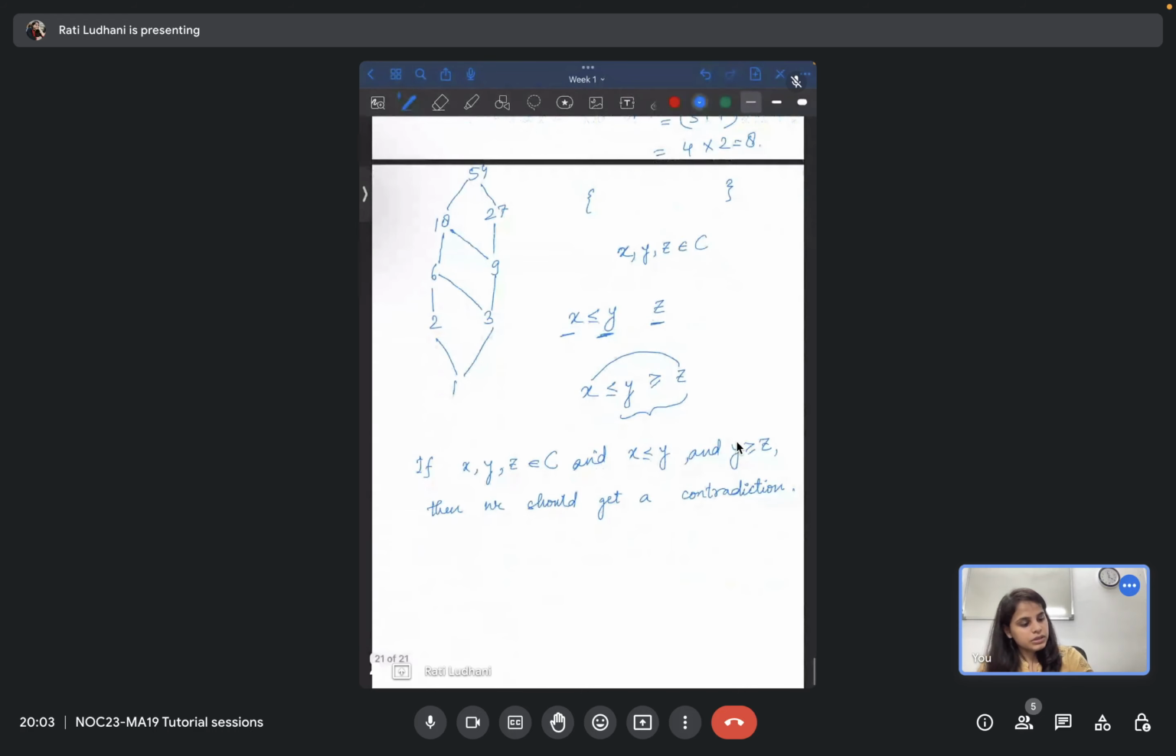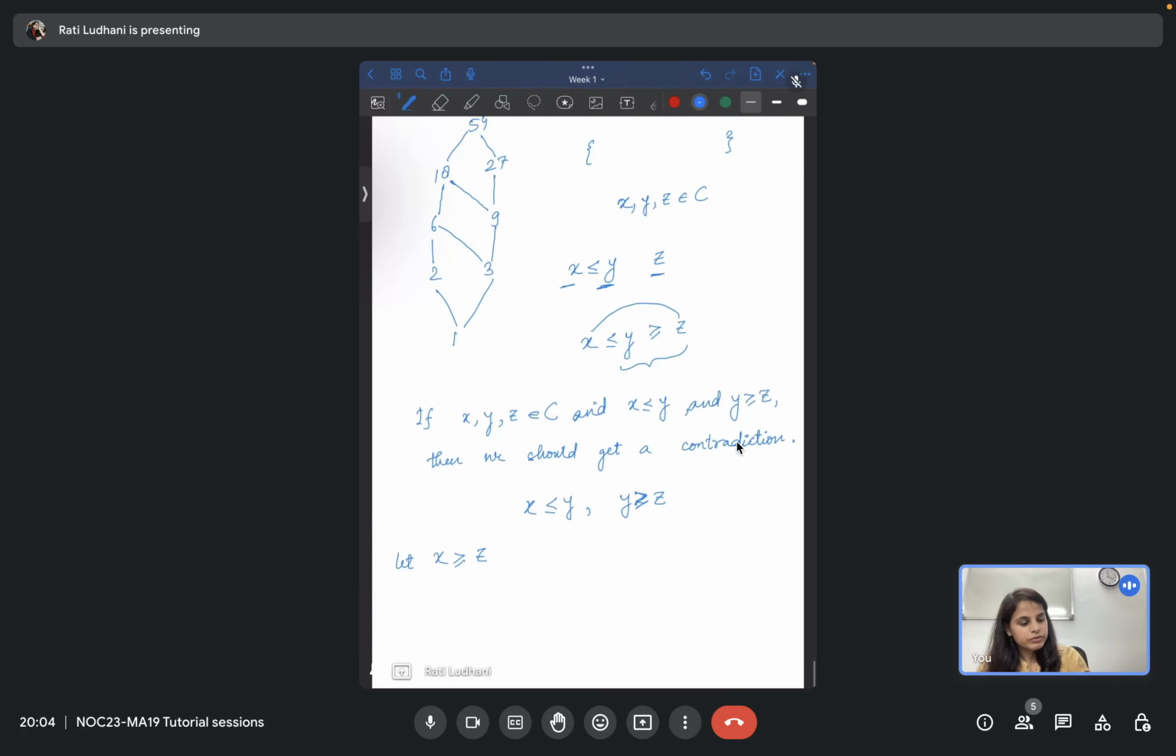So what I'm saying, if you have x is less than or equal to y and y is greater than or equal to x, now for z, x and z should be related, right? Now let x be greater than or equal to y. We will consider both the cases. Okay, let's take x is greater than or equal to z. With these two things, what will happen?